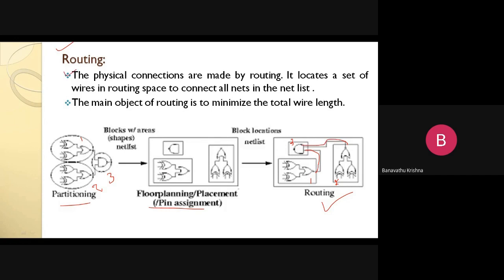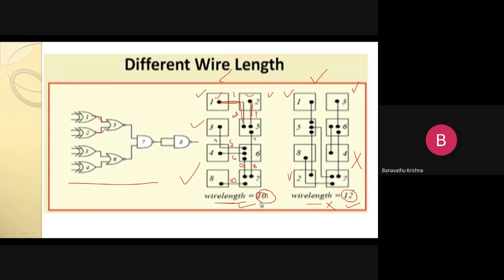And the physical connections are made by routing. It locates a set of wires in routing space to connect all nets in the netlist. Okay, to connect all nets in the netlist. And the main objective of routing is to minimize the total wire length. But in this case, the wire length is going to increase. When the wire length increases, the power consumption is going to increase.